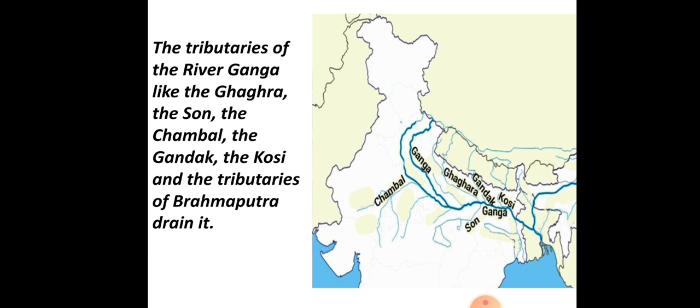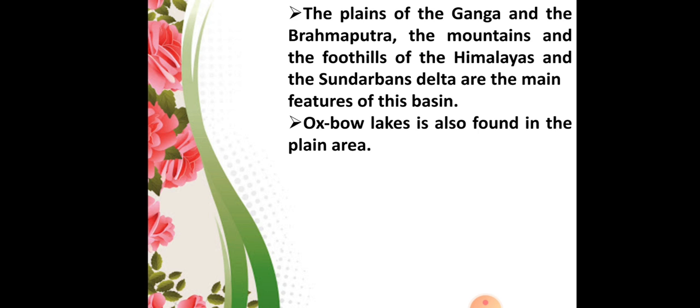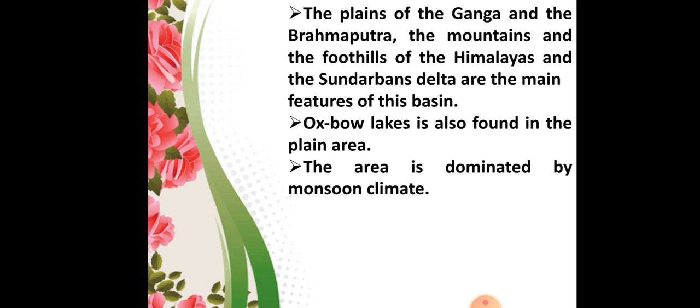The tributaries of the river Ganga like the Ghagra, Son and the Chambal, the Gandak, the Kosi and the tributaries of Brahmaputra drain into it. The plains of Ganga and the Brahmaputra, the mountains and the foothills of the Himalayas, the Sundarban deltas, they are the main features of Ganga Brahmaputra basin. Oxbow Lakes are also found in the plain area.